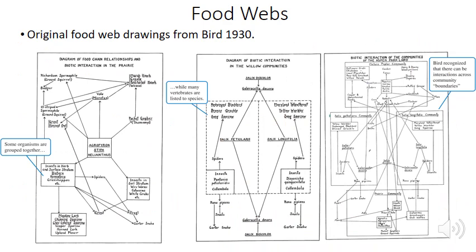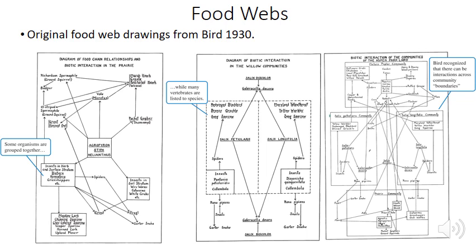So another important ecologist when it comes to constructing food webs was Ralph Bird, who in the 1930s constructed food webs for different communities within the aspen parkland in central Canada. So he looked at prairie communities, aspen forests, and willow stands. And he constructed food webs for each of those.